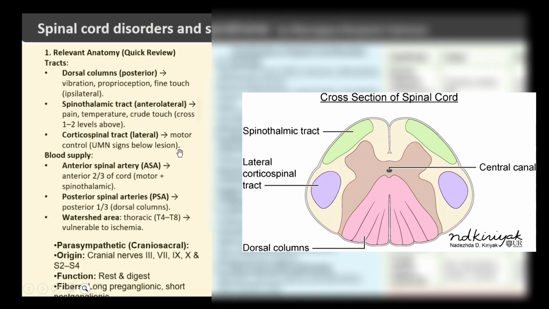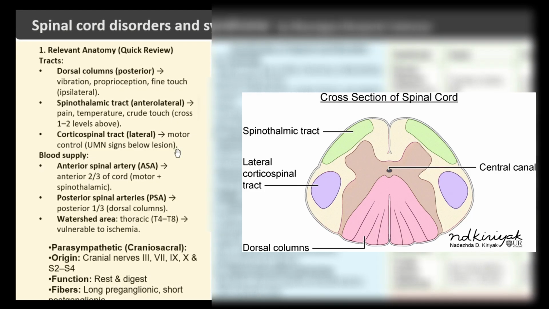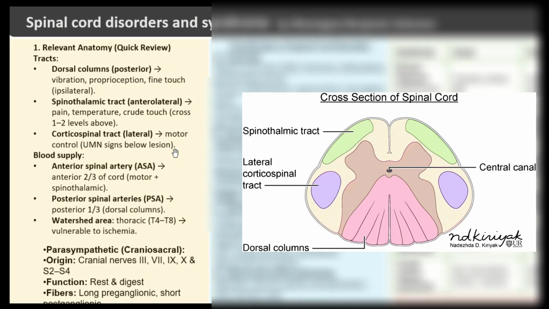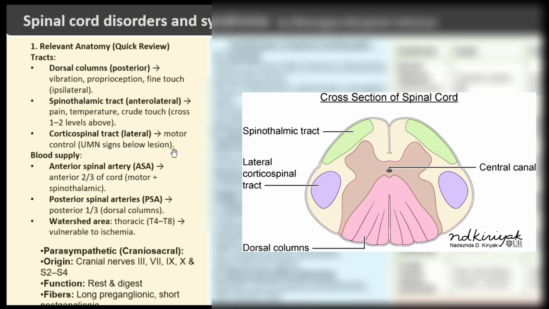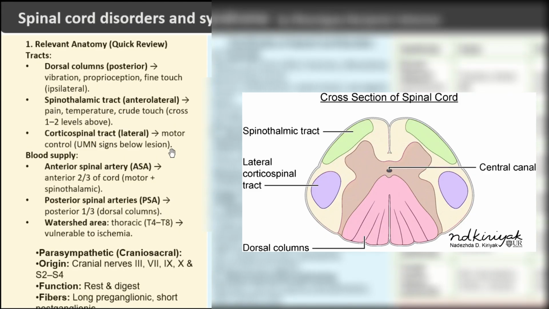The dorsal column is responsible for taking information up to the brain about vibration and proprioception, which is the position of your muscles. It tells the brain, oh, my hand is on my waist, for example, or my hand is touching my head, or my right leg is in front of my left leg. That is proprioception. It also helps with fine touch, which some people call two-point discrimination. Together, the dorsal column helps you with what is called discriminative touch. It can sense the vibrations, the proprioception, and the fine touch.